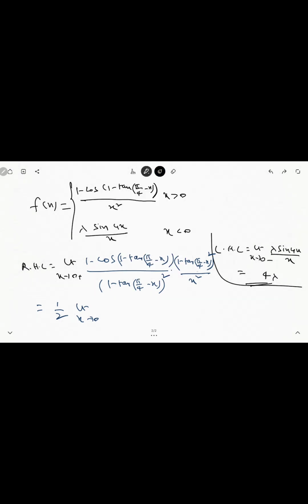Now you can apply here 0 by 0 form, L'Hospital rule, okay? Or otherwise you can apply trigonometry. Tan of pi by 4 minus theta is 1 minus tan x by 1 plus tan x, whole square by x square. So 1 by 2 into limit x tends to 0 plus, if we take LCM there, we are getting 4 because 2 square.